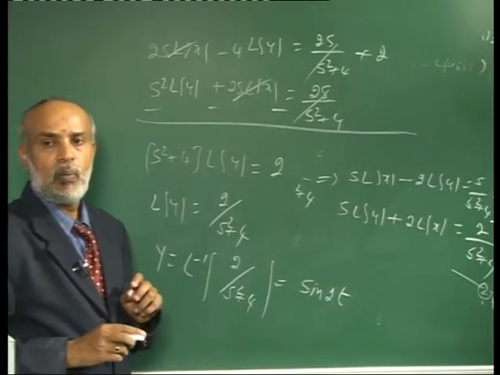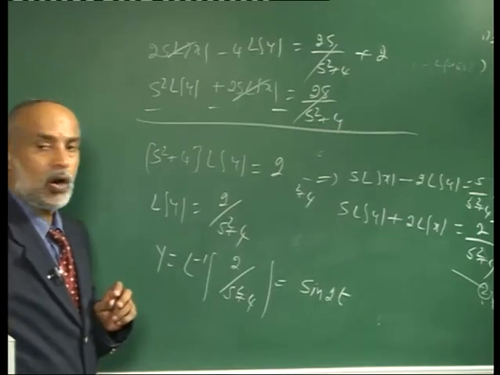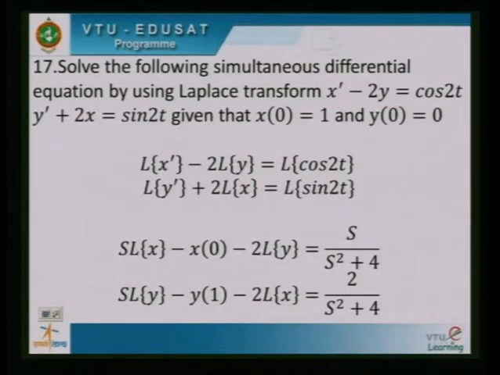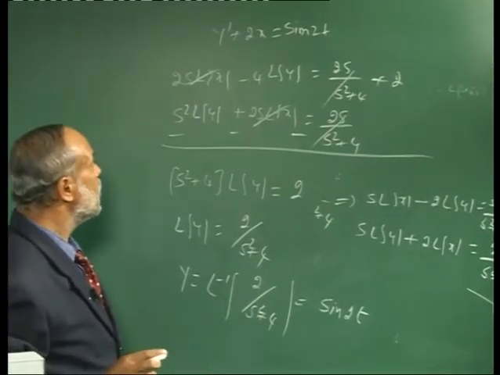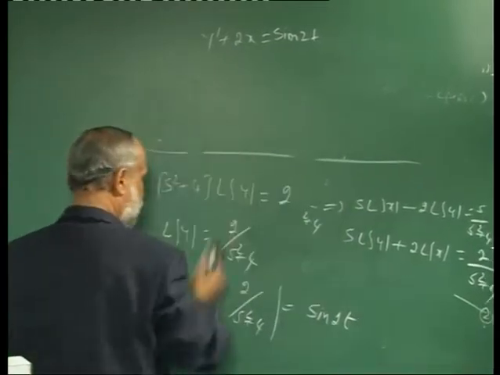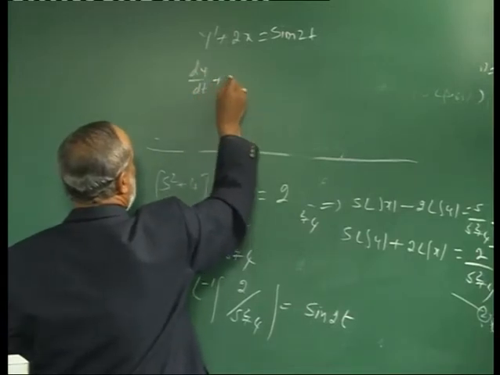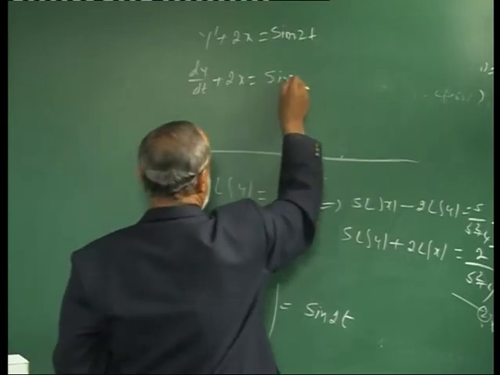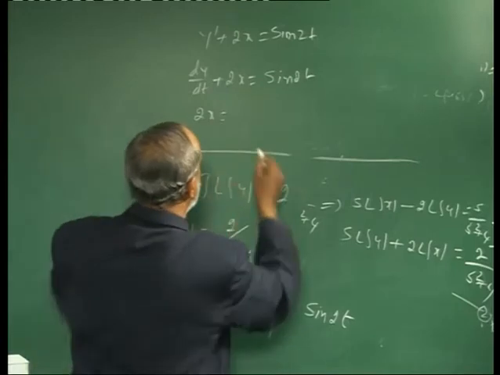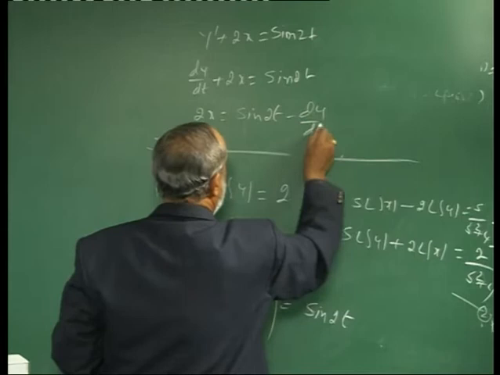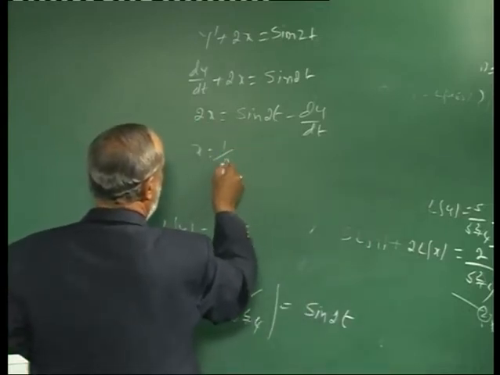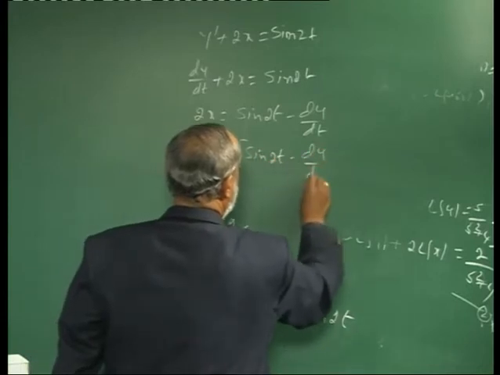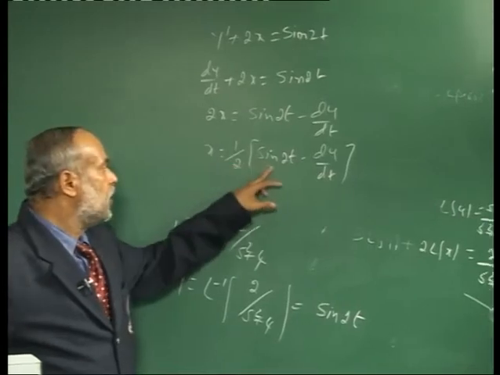Now, you can find out the x value by using the given problem. What is the given problem? You have to find out x. y dash plus 2x is equal to sin 2t. y dash means dy by dt, plus 2x is equal to sin 2t. Now 2x is equal to this, you can transfer: sin 2t minus dy by dt. Then x is equal to 1 by 2 into sin 2t minus dy by dt.